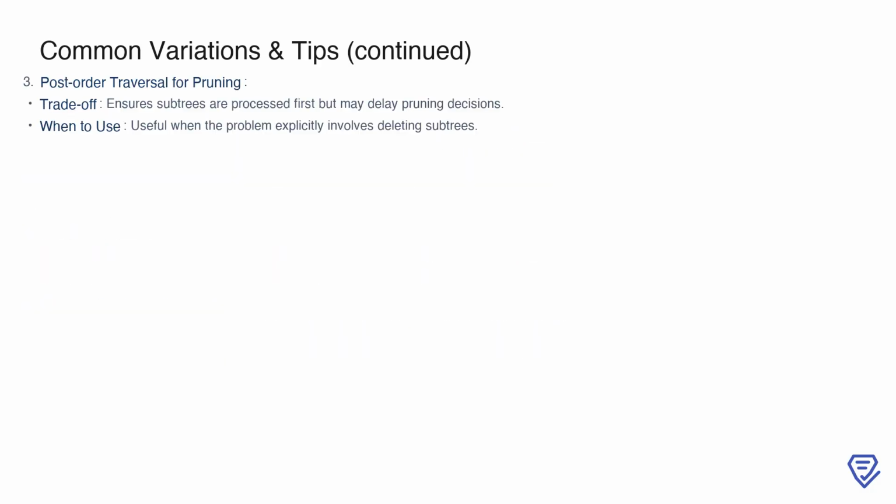Finally, you can use post-order traversal as an alternative approach for pruning. This method processes subtrees before making any pruning decisions, ensuring that you have complete information about a subtree before deciding whether to keep or remove it. However, a trade-off with this approach is that pruning decisions may be delayed, which could be less efficient in some scenarios. This traversal is particularly suited for problems where the pruning explicitly depends on analyzing entire subtrees first, aligning well with the requirements of this challenge.